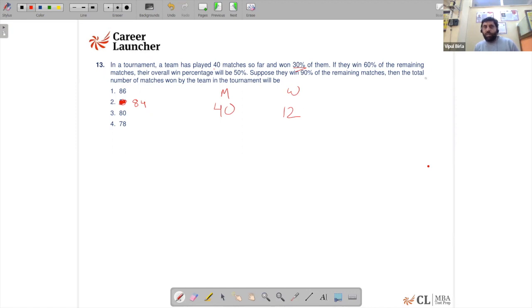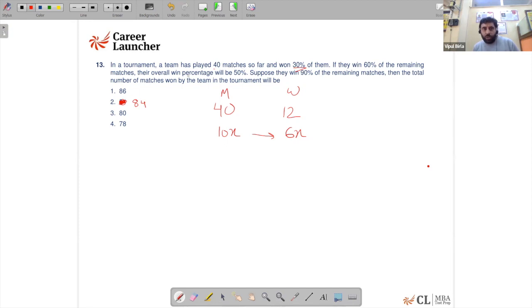If they won 60% of the remaining matches, now let us assume the remaining matches to be 10x, or any value. The reason why I assume the value to be 10x is so that 60% of that will be nothing but 6x, and therefore the number of matches won will be 6x, because I always try to keep myself away from the decimal. Had I taken x, it would have been 0.6x. I can do that, but I would always try and keep myself away from that. So therefore, from the remaining matches which were 10x, the number of matches won is equal to 6x, which is 60%.